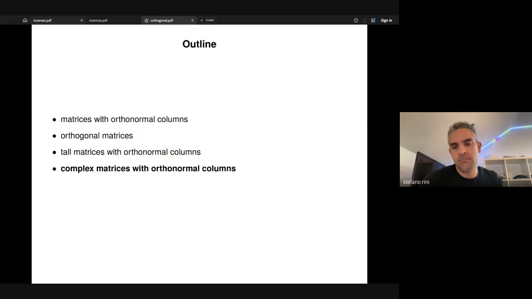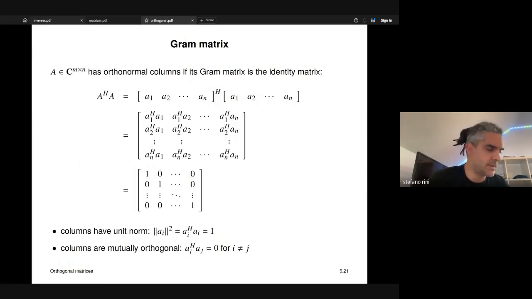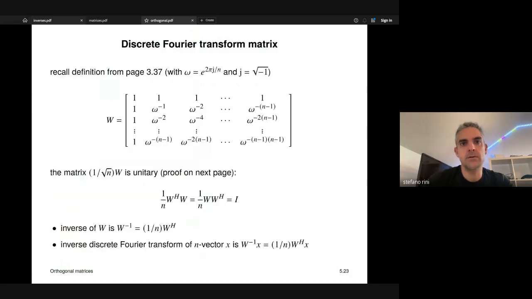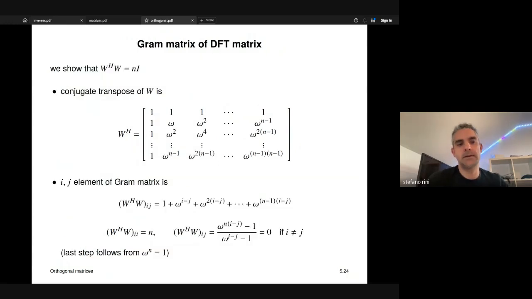Now we move to complex matrices, not a big deal. Just remember that instead of transposition, we always have the Hermitian, the complex conjugate, so we have to change the sign of the complex part of the matrix. Unitary matrices, everything goes through. Discrete Fourier transform, not a problem, because this was a complex matrix to begin with. Then the Gram matrix, remember this is the one that we saw before. And that's it.